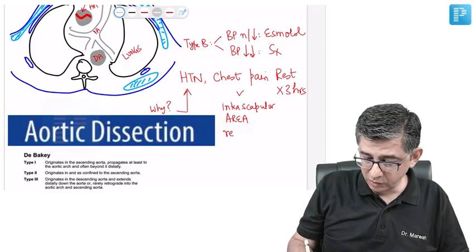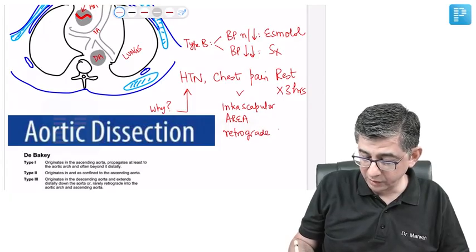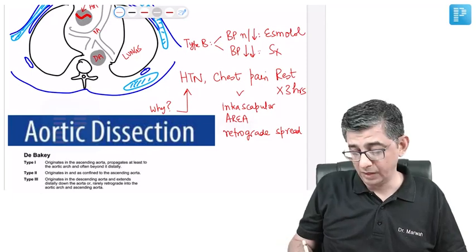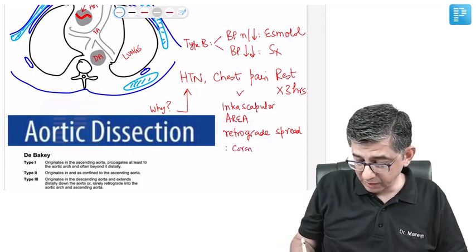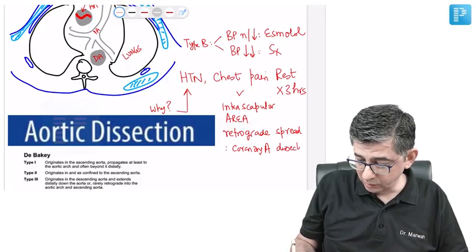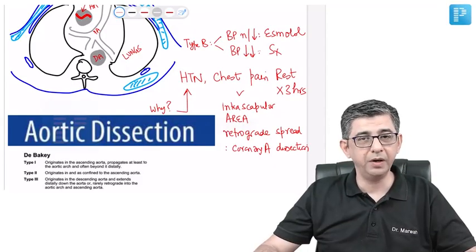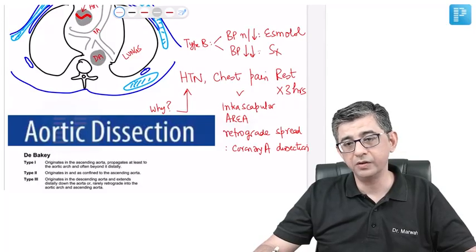In these patients, there can also be a retrograde tear occurring. The retrograde spread of the tear would be a disaster because then the tear will go into the coronary arteries. So these patients can even end up with coronary artery dissection, and you can understand that thrombolysis would not be effective at this particular point of time, and the patient would be developing a type 1 myocardial infarction.